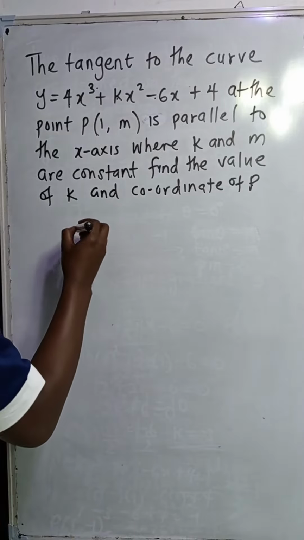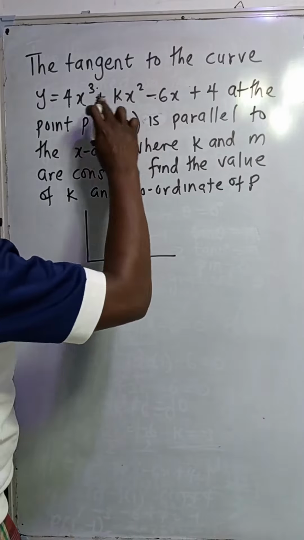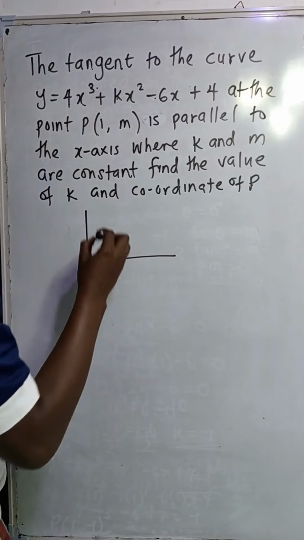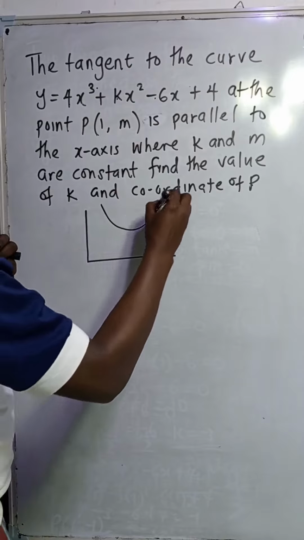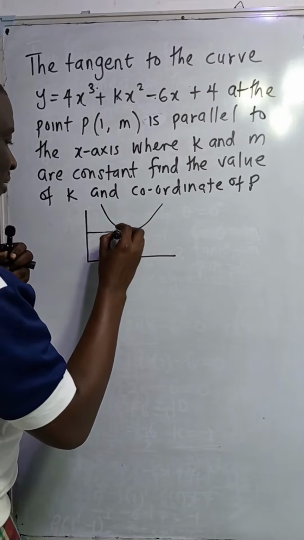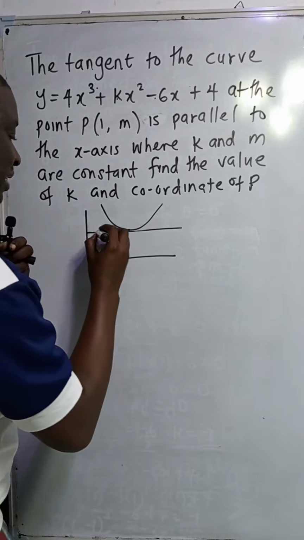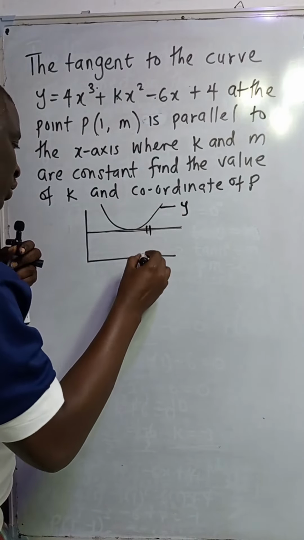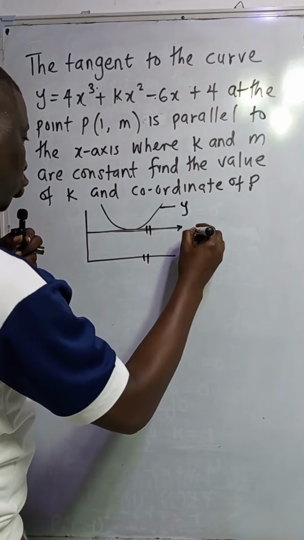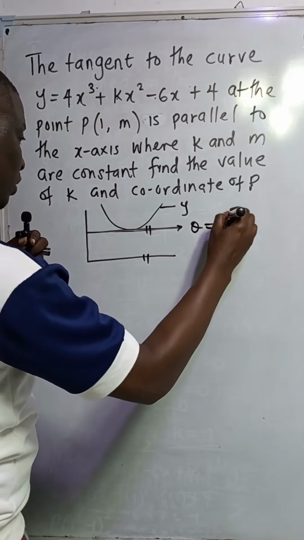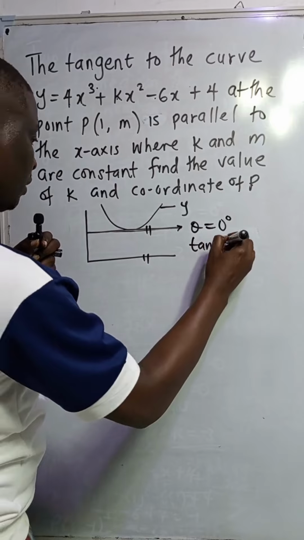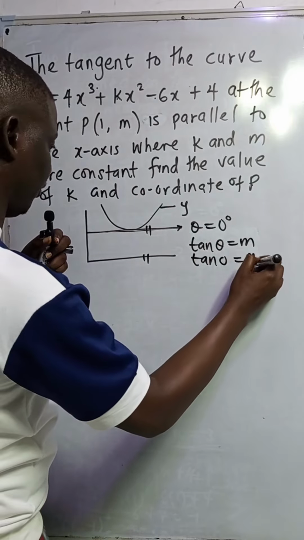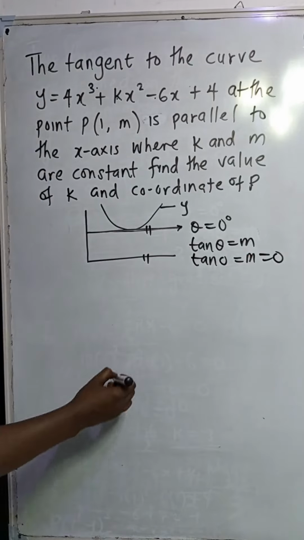Now what we're going to do first for this particular statement: they say this curve at this point is parallel to what? To the x-axis. So that means at that point P, if you draw a tangent to that curve, it is parallel to the x-axis. So the angle of slope is 0. So tan theta is equal to m, which is the slope. So tan 0 will be equal to what? m will equal 0, because tan 0 is 0.